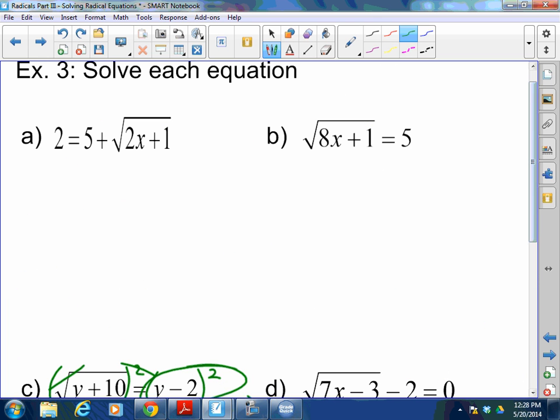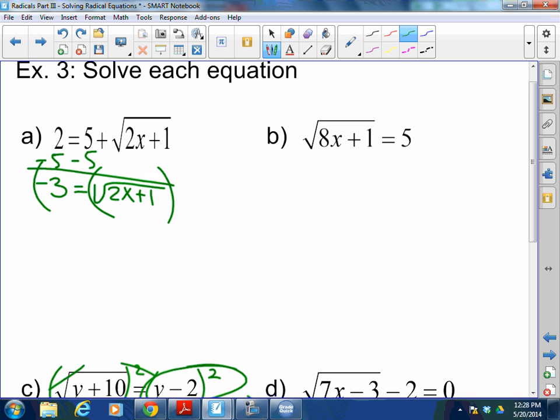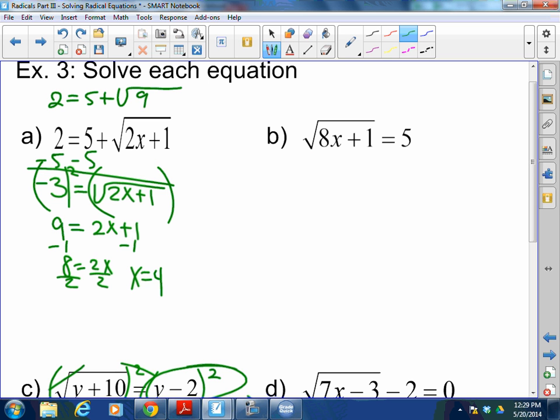Okay. Let's look at A here. Subtract 5 to both sides. Negative 3 equals square root of 2x plus 1. Square both sides. 9 equals 2x plus 1. Subtract the 1. 8 equals 2x divided by 2. X equals 4. Let's test it. 2 equals 5 plus the square root of 9. 2 does not equal 8, so that is extraneous.